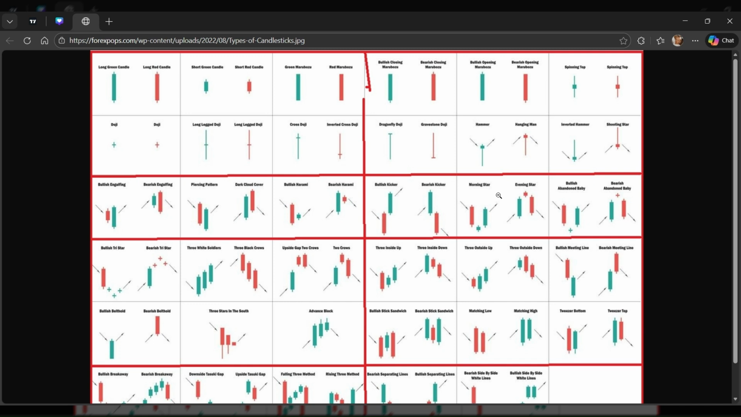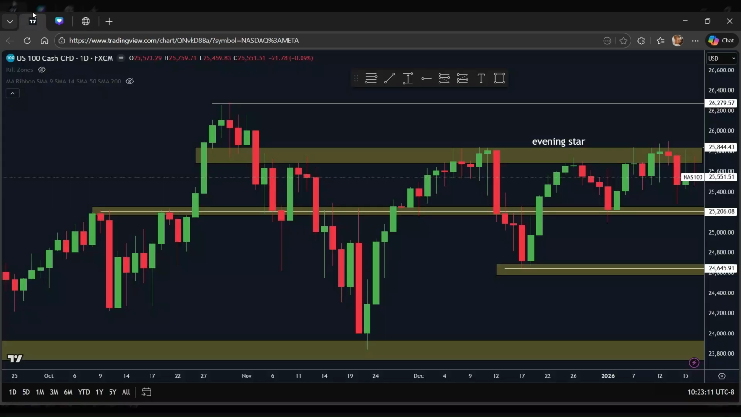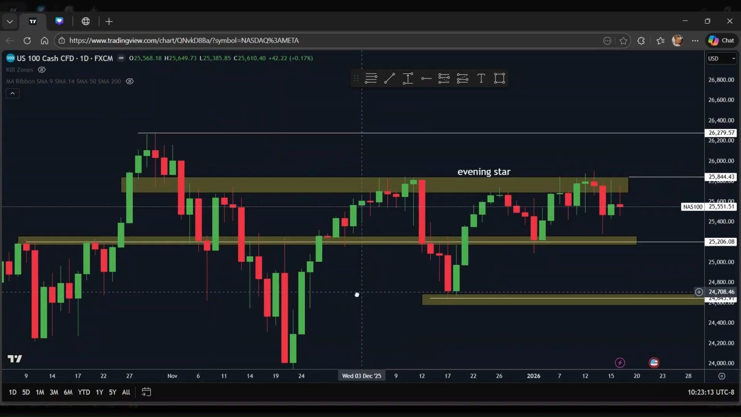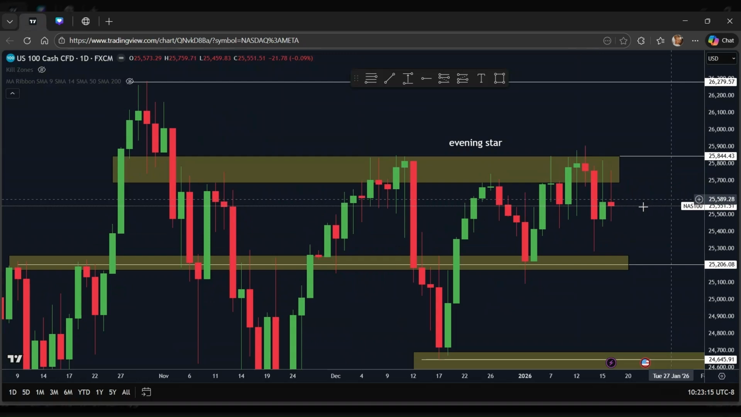Now, if I can and if it doesn't take too long, I would like to show some examples. Let's start with hammers, hanging mans, inverted hammers, and shooting stars. We'll see if we can find some of those in the chart and prove I'm not really bullshitting.